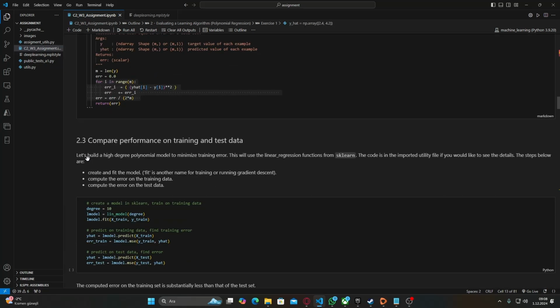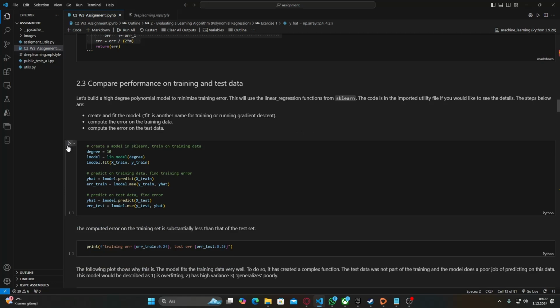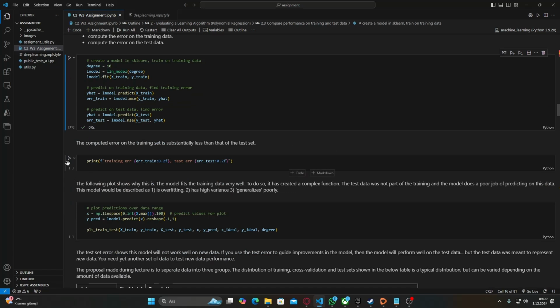So let's just pass it and compare performance on training and test data. Let's build a high degree polynomial model to minimize training error. This will use a linear regression function from sklearn. The code is in the imported utility file. If you would like to see details, they are below. Okay, create and fit the model, compute on the training set and compute on the test set. We're just basically calculating the error and checking the fits.